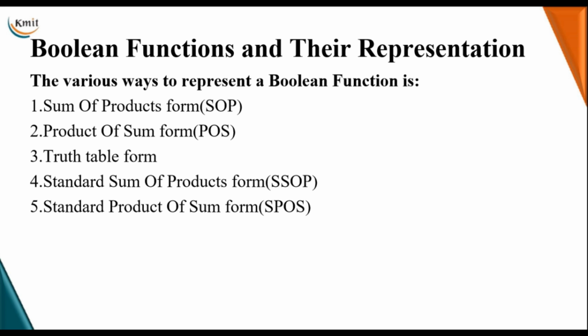They are sum of product form, product of sum form, truth table form, standard sum of product form, standard product of sum form. We also have Venn diagram form. We also have the K-map method to represent your Boolean function. These are some of the ways to represent your Boolean function, but the familiar ones are what we are going to learn about, these 5 types, in this session.